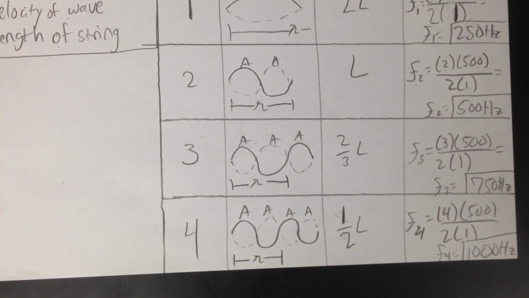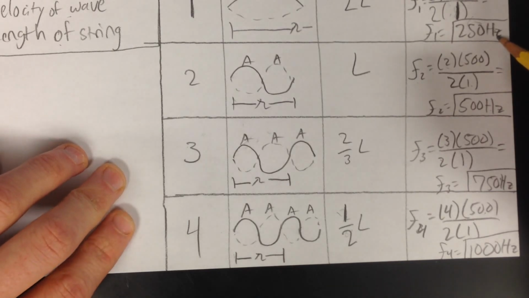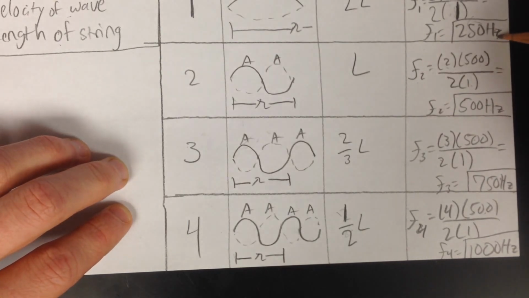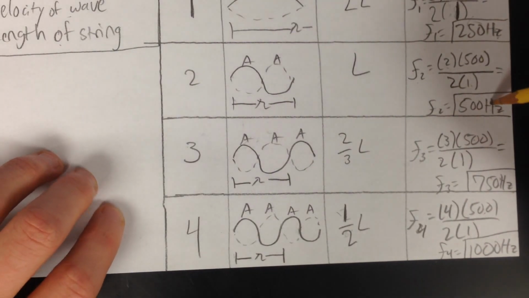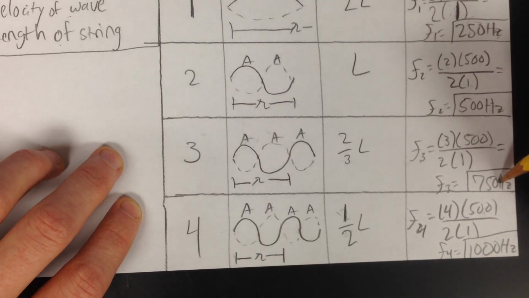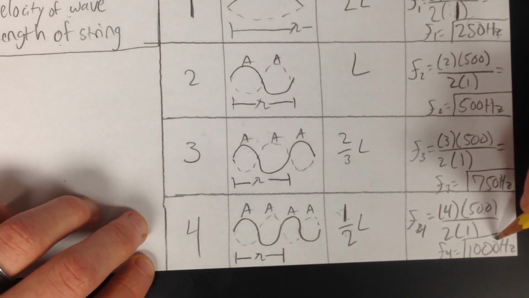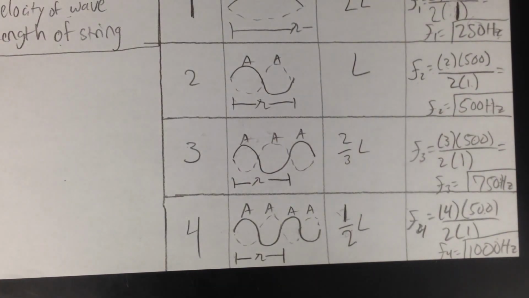How do you go from one harmonic to another? If you know the first harmonic, its frequency is 250, then how do you get the second? Well, you could add 250 to it. And how do you get the third? Add what again? Add 250 again. And how do you get the fourth? Add 250 again. So that's one way to look at it.